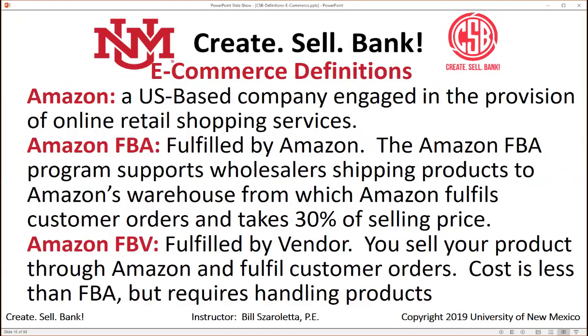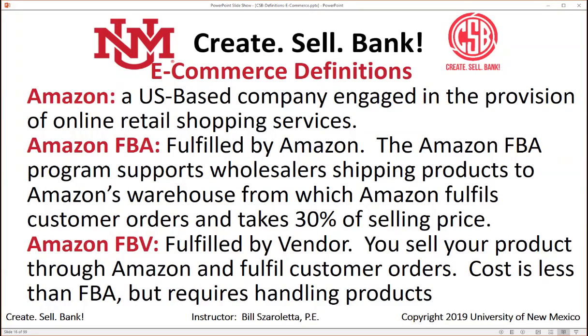Amazon, you've been through Amazon, but it's a US-based company engaged in the provision of online retail shopping services. There's two items that are a component of Amazon in so far as how you can sell your products. One is fulfilled by Amazon, the FBA. The other one is fulfilled by vendor, the FBV. Let's talk about each one of those.